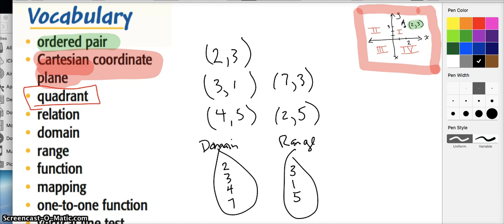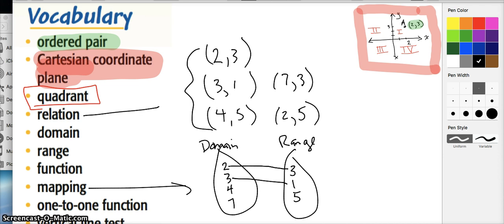So this relationship I have here has been done in ordered pairs. I can also do this relationship in a form called mapping. And so notice that 2 went with 3, 3 goes with 1, 4 goes with 5, 7 goes with 3, and also 2 goes with 5. This is a mapping of that relation.